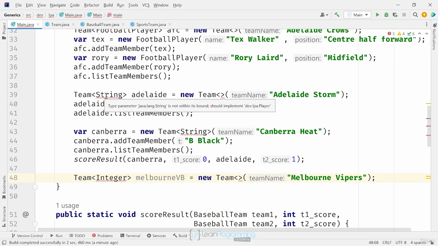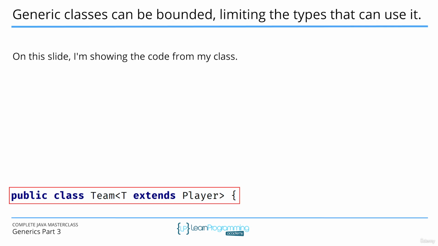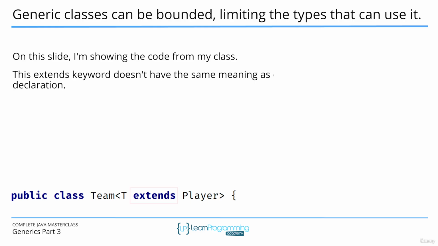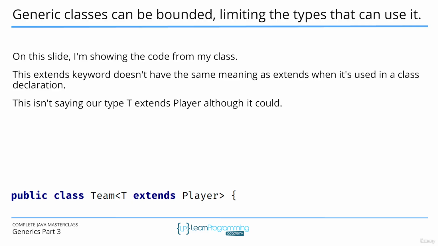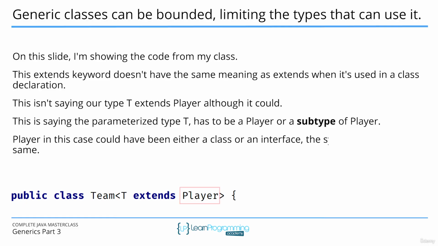What does not within its bounds mean? On this slide, I'm showing the code for my class. T, the type parameter, is followed by the word extends and then the class player. This extends keyword doesn't have the same meaning as extends when it's used in a class declaration. This isn't saying our type T extends player, although it could. This is saying the parameterized type T has to be a player or a subtype of player. Player in this case could have been either a class or an interface. The syntax would be the same.